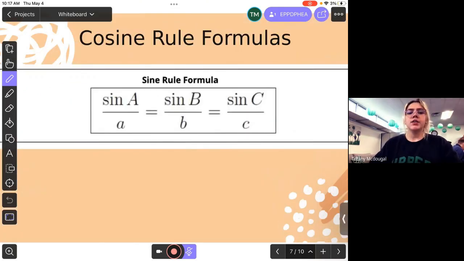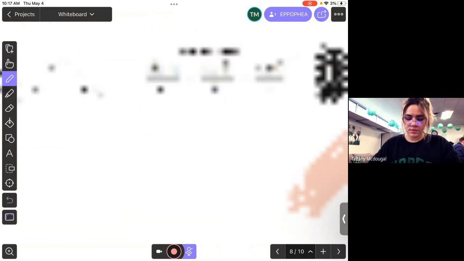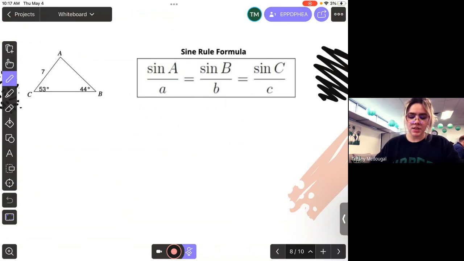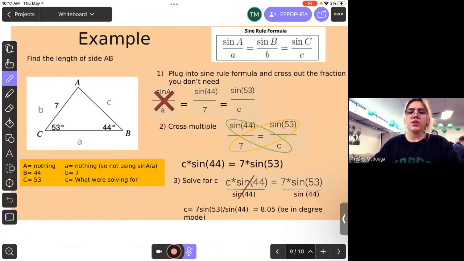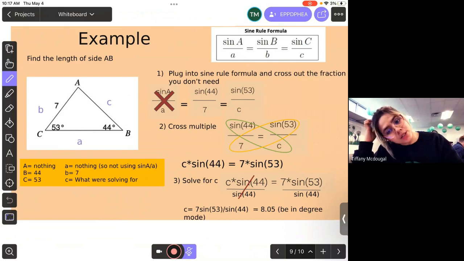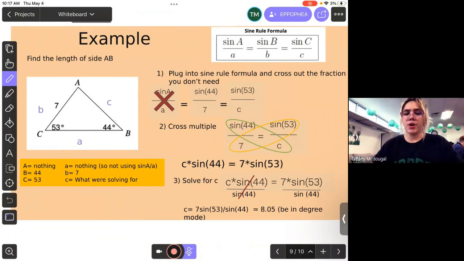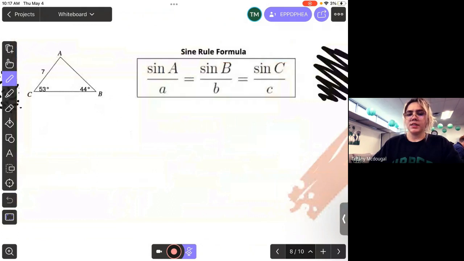All right, here is our formula. Oh, that says cosine rule. Ignore the co. This is the sine rule formula. And we're going to see what this looks like in practice. So if you wrote these notes down the other day, I went ahead and solved out this problem for you and broke it down into our 3 steps. Plug into sine rule, cross multiply, and then solve for whatever your missing letter is. But let's break that down step by step and see what it looks like.